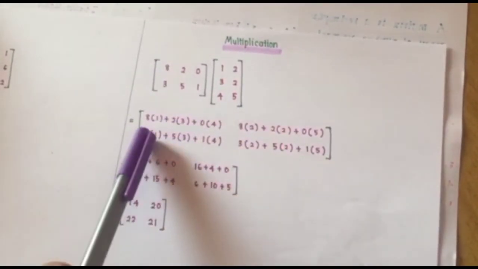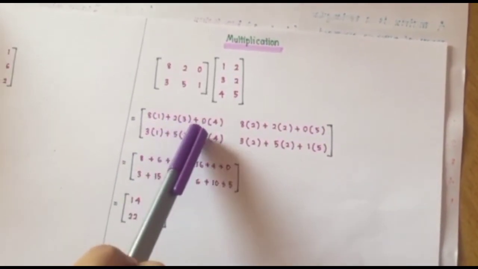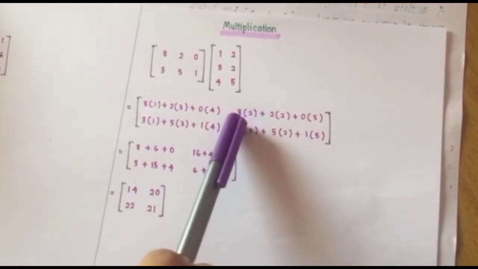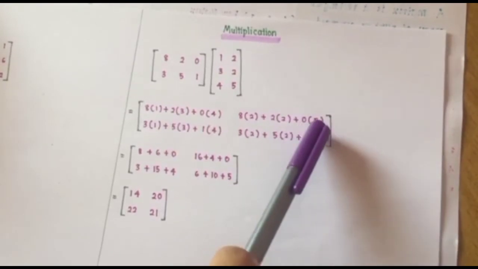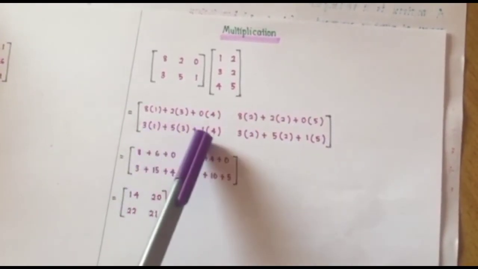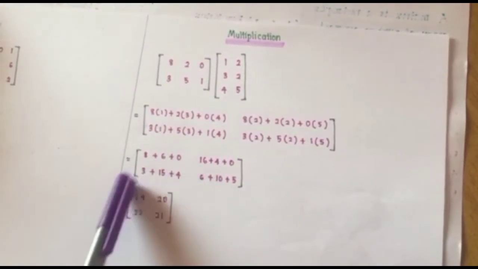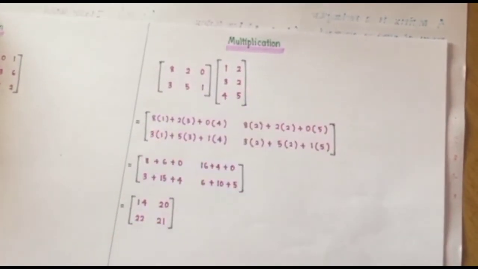So here you can see that 8 multiplies by 1 plus 2 times 3 plus 0 times 4. So we'll get here 14. The next one, 8 multiplies by 2 plus 2 times 2 plus 0 times 5. We'll get here 20. The next one, we'll get 22. And the last one, we'll get 21. So this is the answer for the multiplication of matrix A and matrix B here.